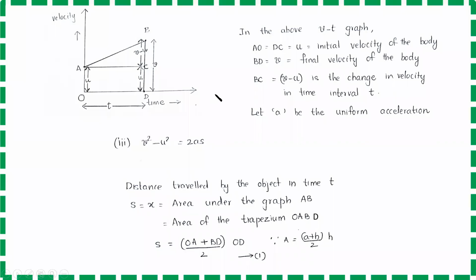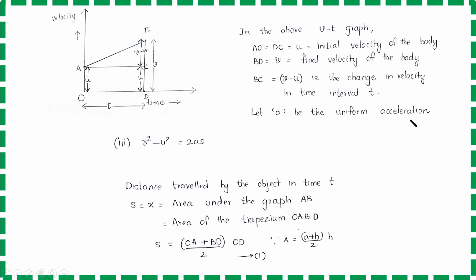Let us come to the third kinematic equation, that is v square minus u square is equal to 2as. Same notations we are following. So we can see here AO is equal to DC is equal to initial velocity, that is u. BD is equal to final velocity, which is equal to v. BC is equal to v minus u, that is the change in velocity in the time interval t.